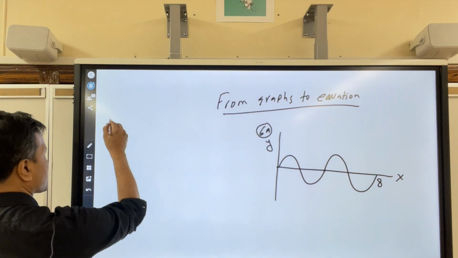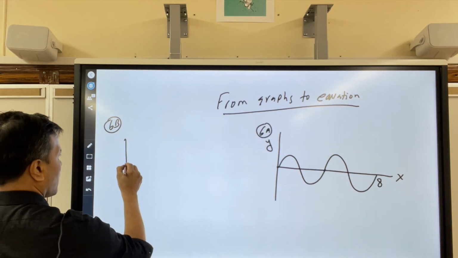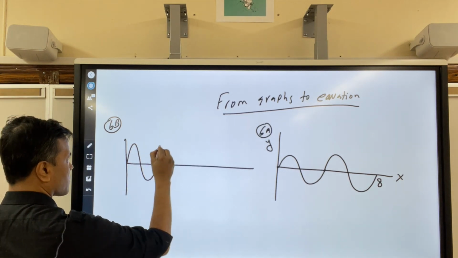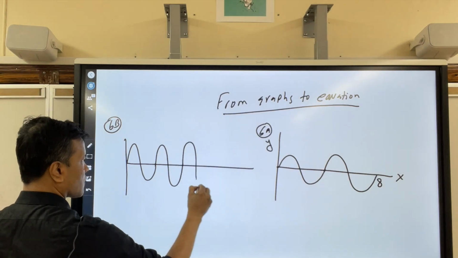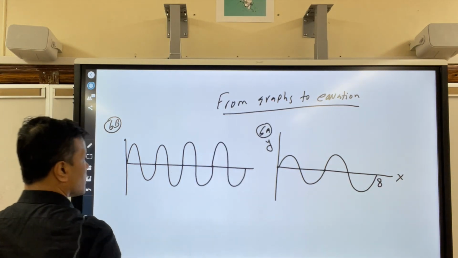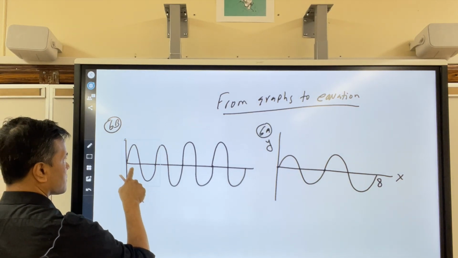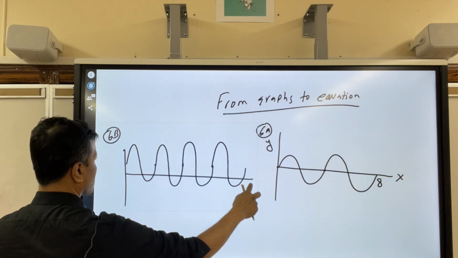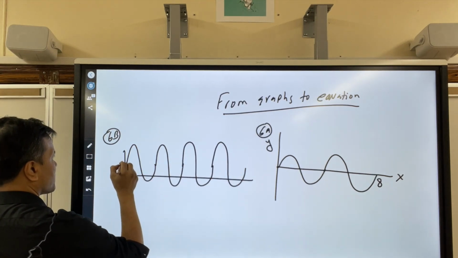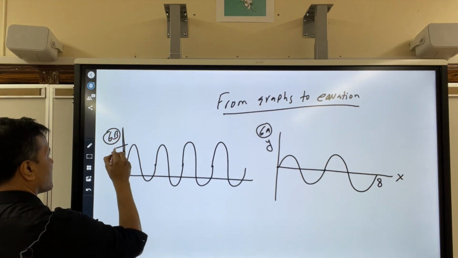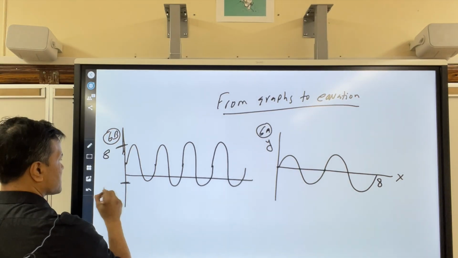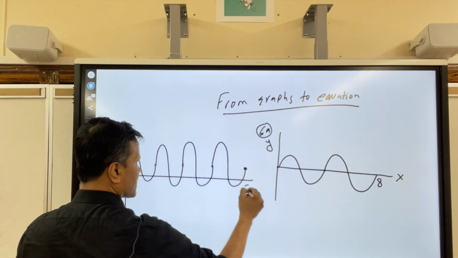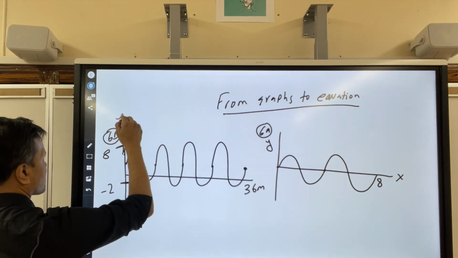Number 6b, I'm also going to give you 4 cycles, 1, 2, 3, 4, but I'm going to shift the graph. So there will be a vertical shift. I can give you some information. This is 8. Let us say this is -2. I can give you other information. Let's say this is 36 meter, and this is of course your height.